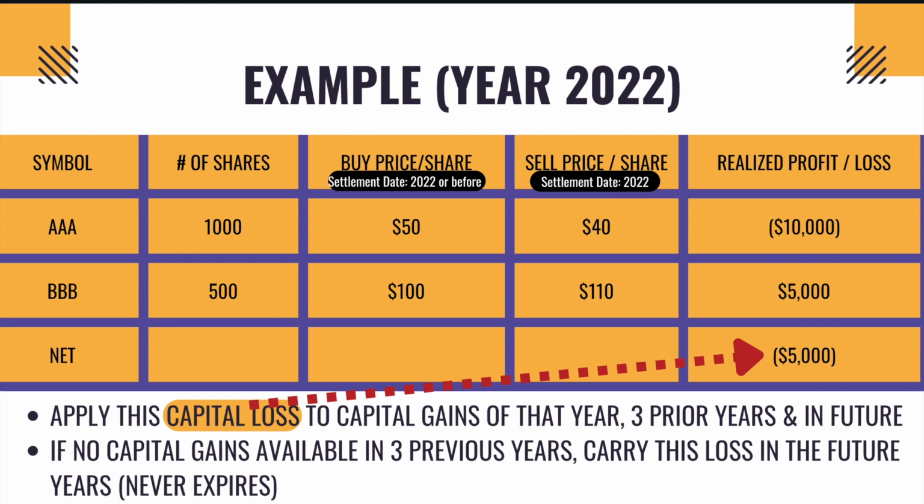So it doesn't matter whether we bought the stock in 2022 or in previous years. The selling settlement has to be completed within the same calendar year if you want to claim the capital losses for that year or 3 preceding years or in future years. If no capital gains are available in the 3 previous years, we carry this loss forward into the future years.